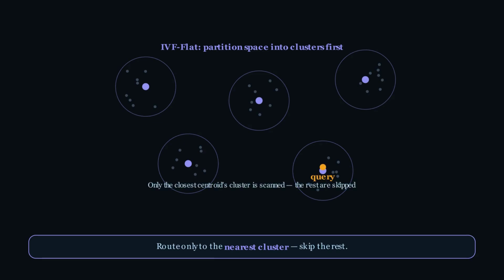IVF-flat takes a different approach. It partitions all vectors into clusters using k-means. Then at query time it only scans the cluster whose centroid is closest. This gives extremely fast, memory-efficient search, though recall can degrade over time as data drifts, requiring periodic rebuilds.